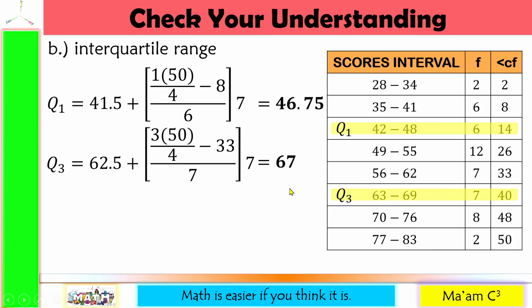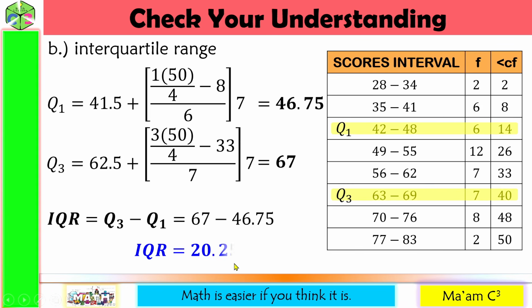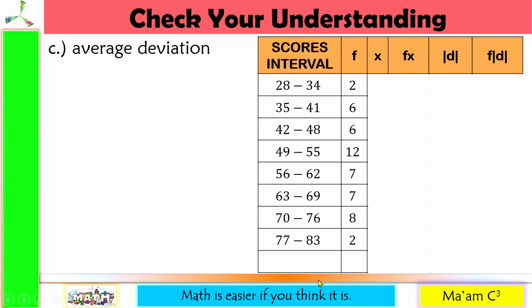Now that we already know the values of the first and the third quartiles, we can now solve for the interquartile range. Q sub 3 minus Q sub 1. 67 minus 46.75, and this is equal to 20.25. The next one is the average deviation.